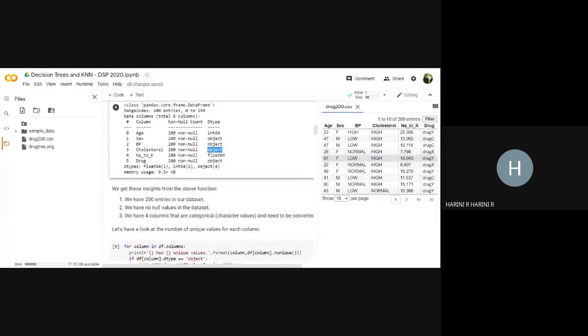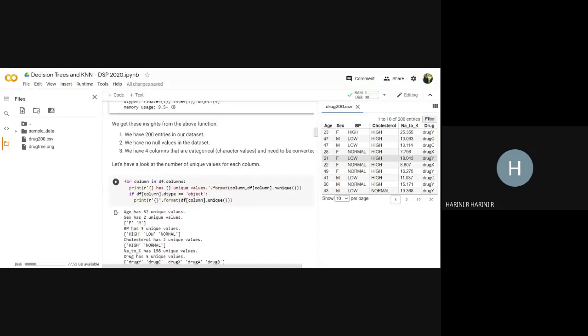Just to summarize what we have learned from this analysis: there are 5 features and 1 target value column, and two of these features are of numerical type. One is an integer, and this one is a floating point. But the other three are categorical, out of the 5 patient attributes.